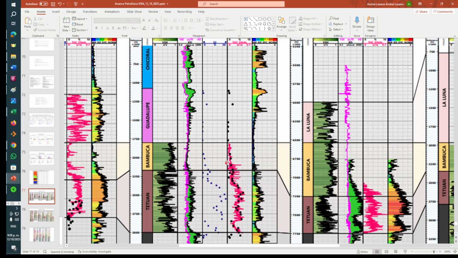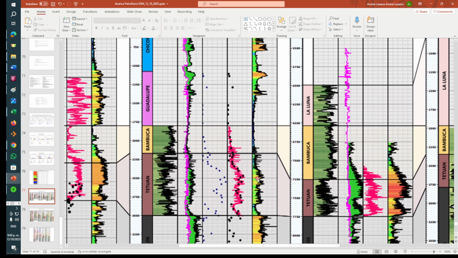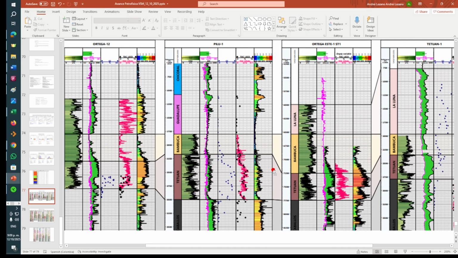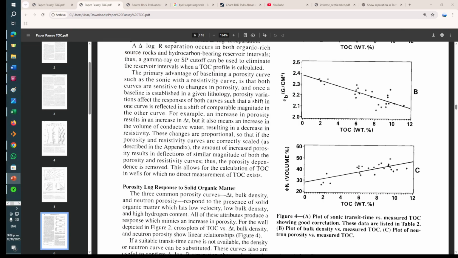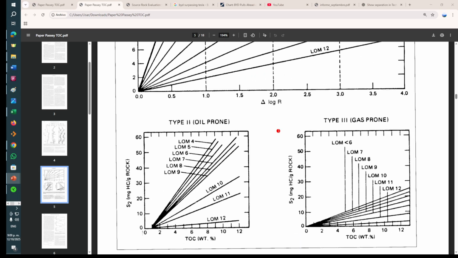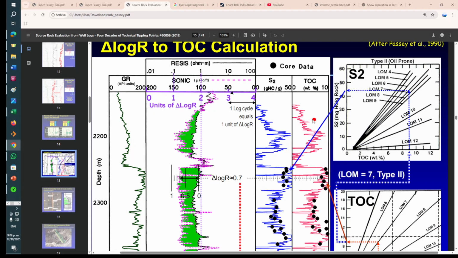Okay, and here we see the TOC computation, and also you can actually compute a curve that shows you how much delta log separation you have on each well. That way you can see the differences in different formations, how the TOC is varying across wells and across different formations, and compare them to each other. So basically that's what I wanted to say for today.